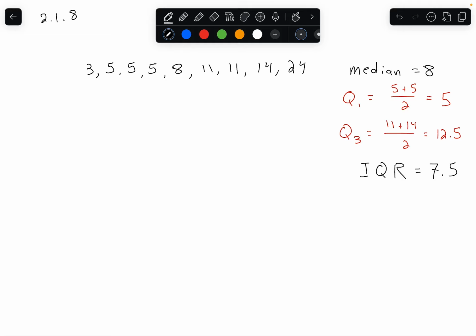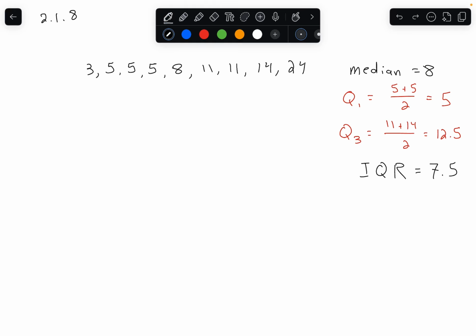In this video, we'll talk about how to create a box plot using the data set that we talked about in the last video. So if you haven't watched that, make sure you go back and take a look at that. We found the median to be 8, the first quartile to be 5, the third quartile to be 12.5, and the IQR to be 7.5. We need all of these things first before we can begin to create our box plot.